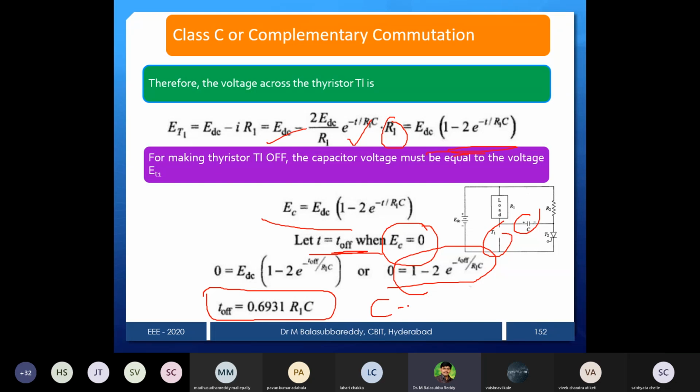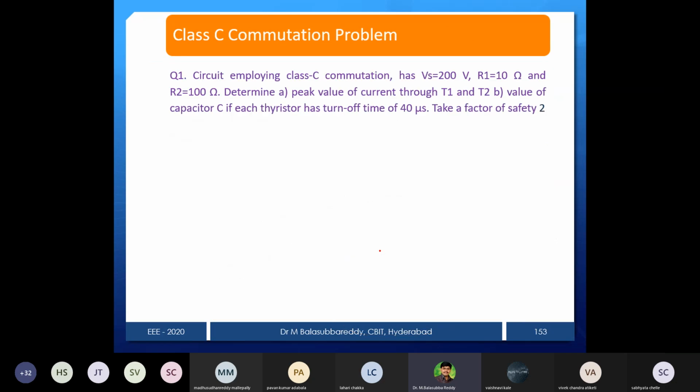So therefore C is equal to what I can write? T off, the turn off time of the thyristor given in the problem, divided by 0.6931 into R1. If you want, 1 by 0.693 also you can calculate that. I think 1.44 into T off by R1 into C. So that way also you can find the value of C. That's 1.44 T off by R1. C is equal to that one. So that is the formula we can use.